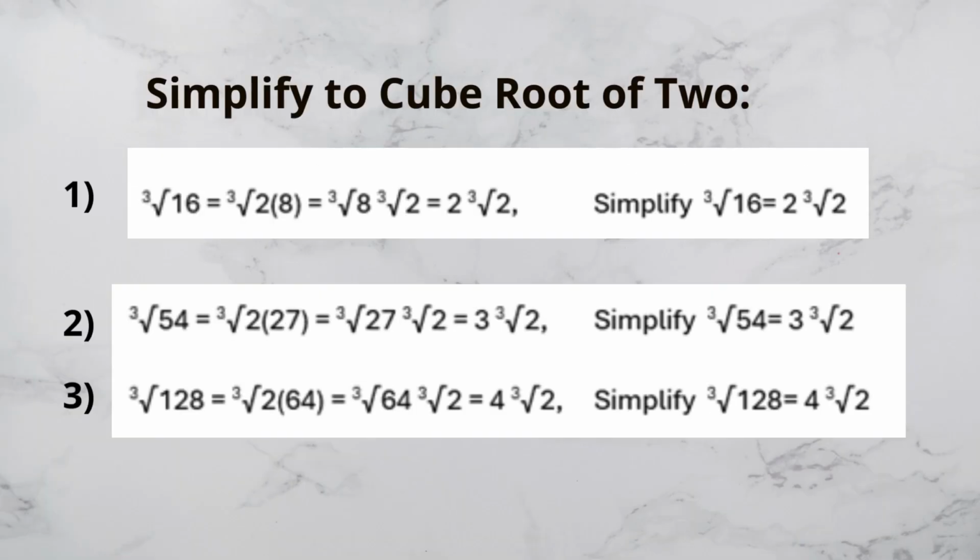Simplify to cube root of 2. In the first example, to simplify the cube root of 16, since 16 is equal to 2 times 8, we take the root of 8 and leave the 2 with the cube root.